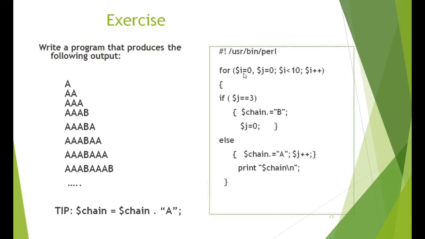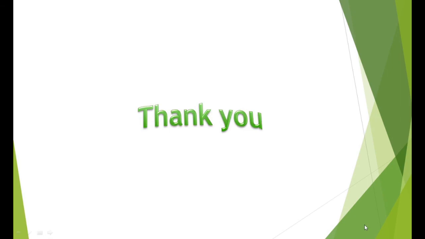Here you can see that i is equal to 0, j is equal to 0, i less than 10 and i plus plus. So when j is equal to 3, I am just concatenating with b and initializing j to be 0 again. In all other cases, when j is equal to 0 or j is equal to 1 or j is equal to 2, this else statement will be executed. Here I am just concatenating a.